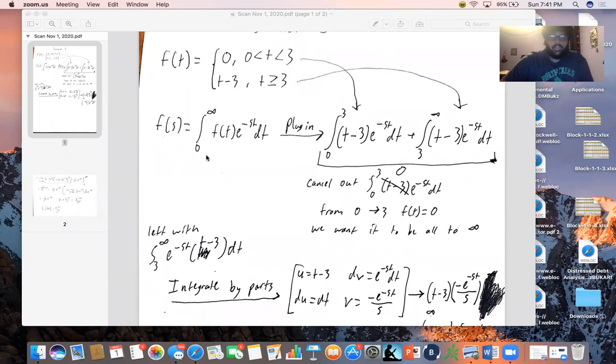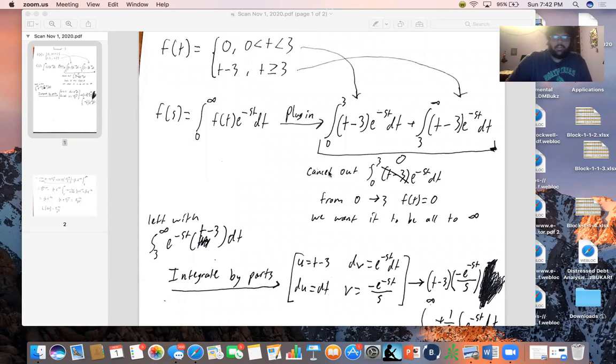First, we have the standard formula for the Laplace transformation that we're going to work with: the integral from 0 to infinity of f(t) times e to the negative st dt. We're going to plug the piecewise function into it. So we get the integral from 0 to 3 of 0 times e to the negative st dt, plus the integral from 3 to infinity of (t minus 3) e to the negative st dt. These two terms represent what we plugged in from the piecewise function.